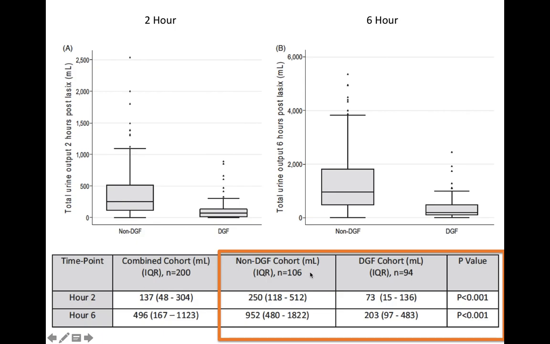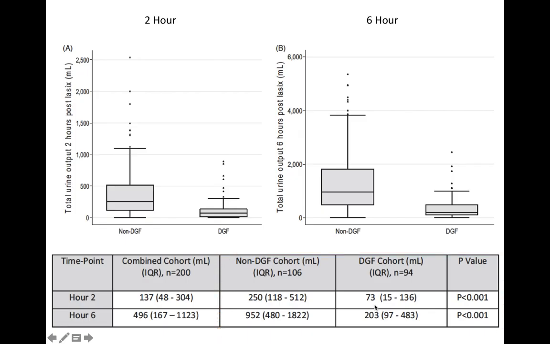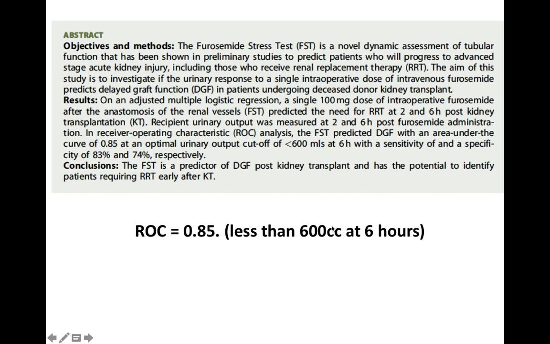And then if you look at the absolute values, what you see here is the median values. You see this big difference, 952 versus 207 at hour 6. Similarly, for 2 hours, 250 versus 73. And what they found is very similar, an ROC curve value of 0.5 if you had less than 600 cc's at 6 hours of urine output.